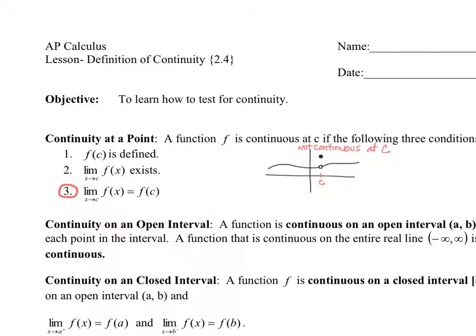All right, so you're looking at a case where a point is defined at C. That would be the closed circle. The limit exists. The paths are approaching this open circle. So the limit would be whatever the y value is at that open circle. The issue is 1 and 2 don't coincide with each other. Right, so you don't get the same result for both parts. That's what number 3 is talking about. All right, so pretty important.